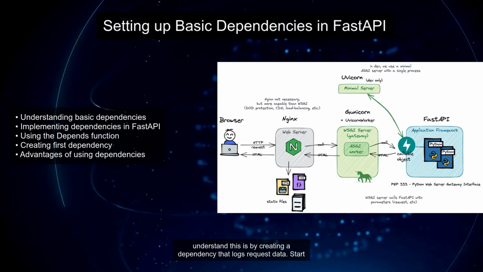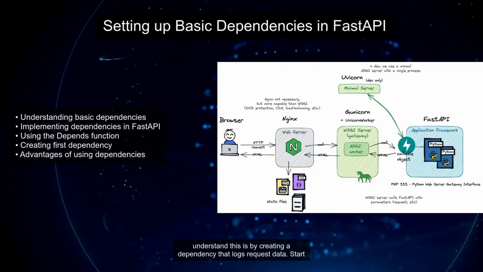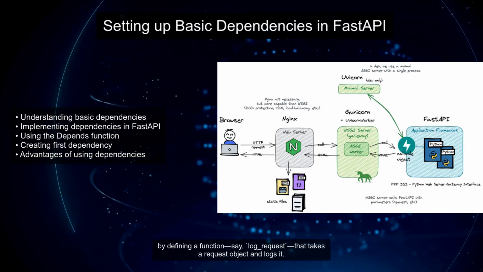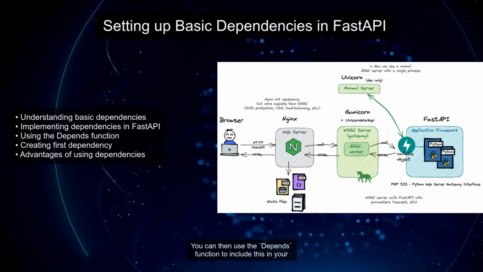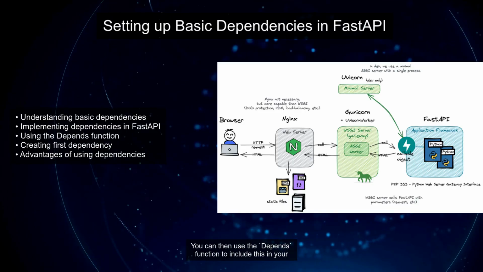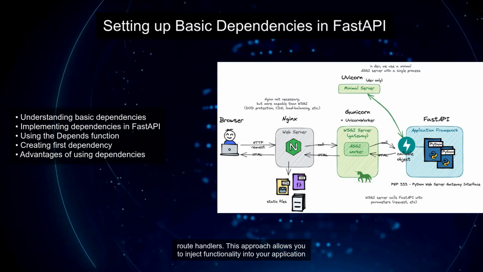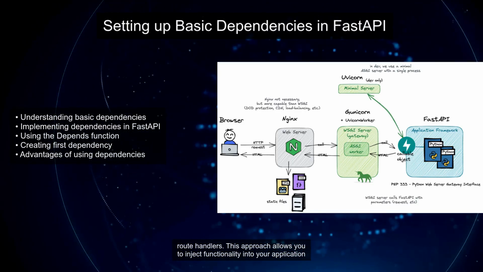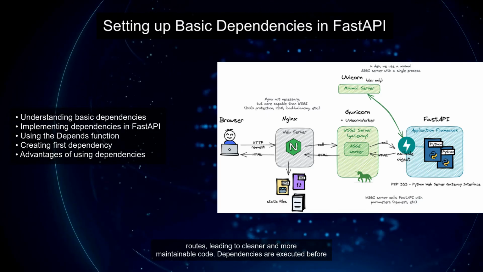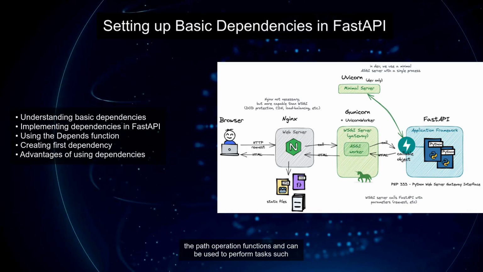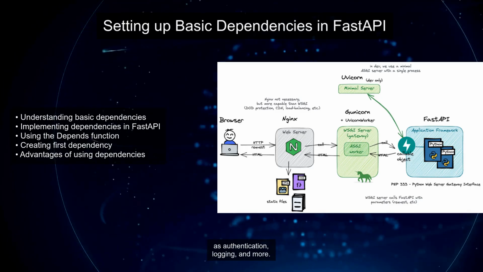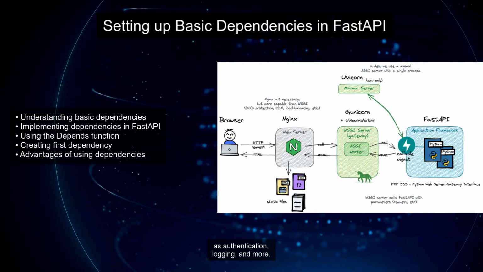The simplest way to understand this is by creating a dependency that logs request data. Start by defining a function, say, log_request, which takes a request object and logs it. You can then use the depends function to include this in your route handlers. This approach allows you to inject functionality into your application routes, leading to cleaner and more maintainable code. Dependencies are executed before the path operation functions and can be used to perform tasks such as authentication, logging, and more.